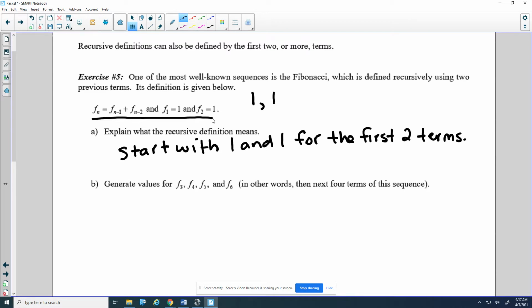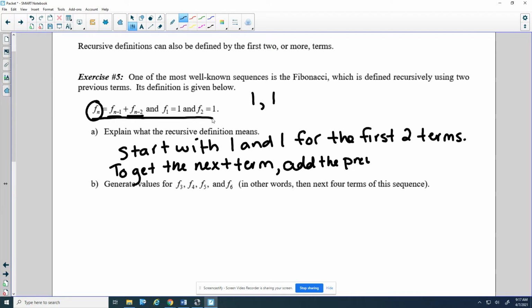And then to get the next term, add the last term and the one before it. I'm going to write add the previous term, actually. By last, I mean previous, but that's probably a little more exact if I write it this way. And the one before. Okay. So we're going to generate F of 3, F of 4, F of 5, and F of 6.